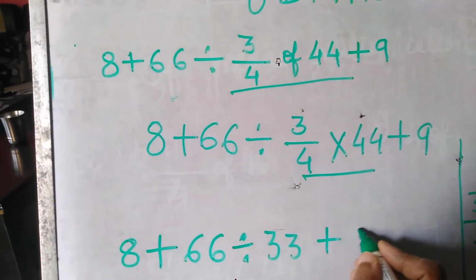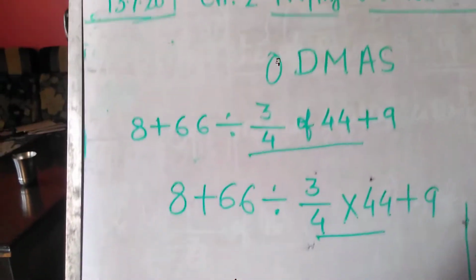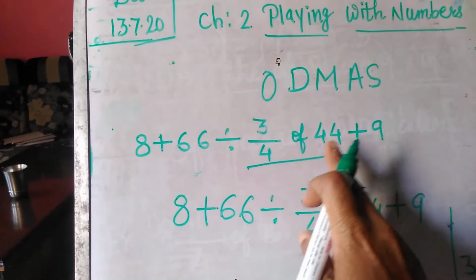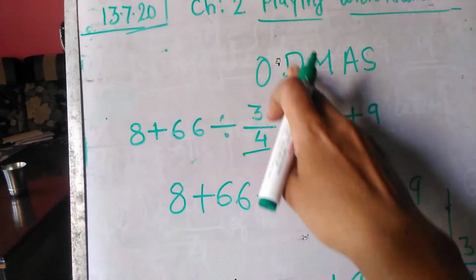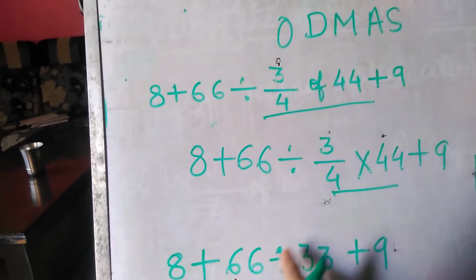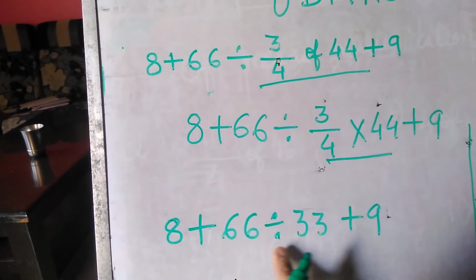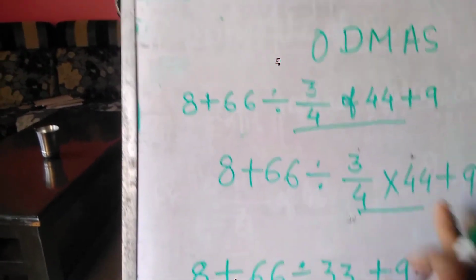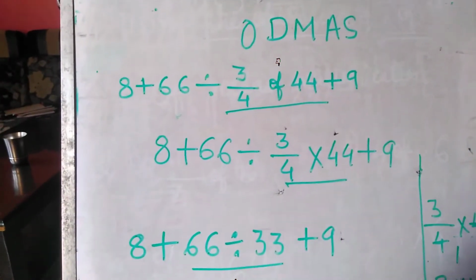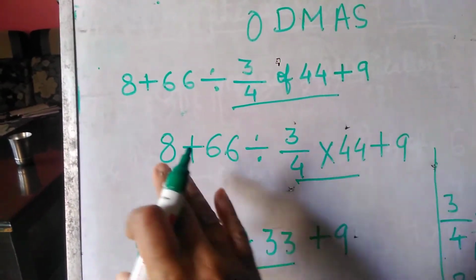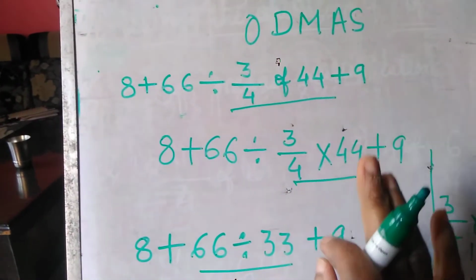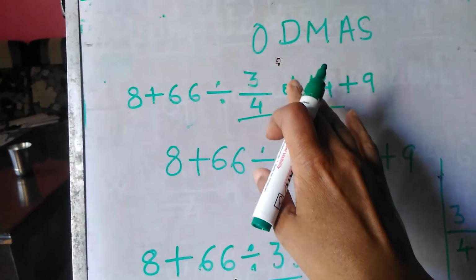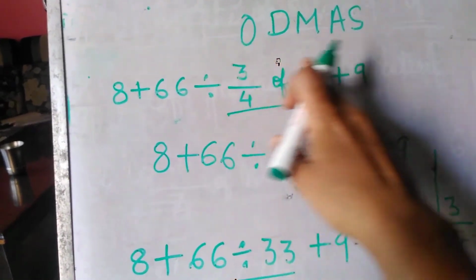plus 9. Now according to ODMAS we are done with of. We have done of first. Now we have to go for division, and the division sign is between 66 and 33. So we will divide these numbers, and all of you can see this. I am writing the numbers systematically in the same sequence, but I have to follow the solving sequence accordingly.